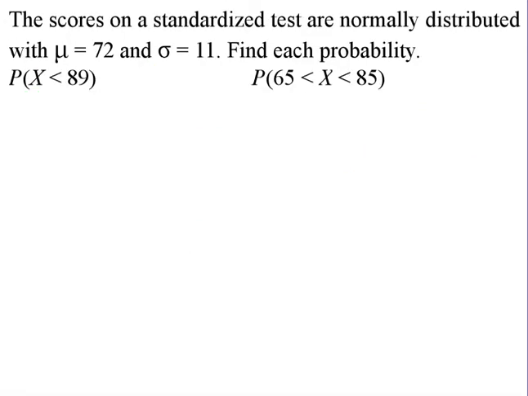Very last problem we're going to look at today. The scores on the standardized test are normally distributed with mu equals 72 and the standard deviation equals 11. Find each probability. So we have two values here. So the probability that x is less than 89.